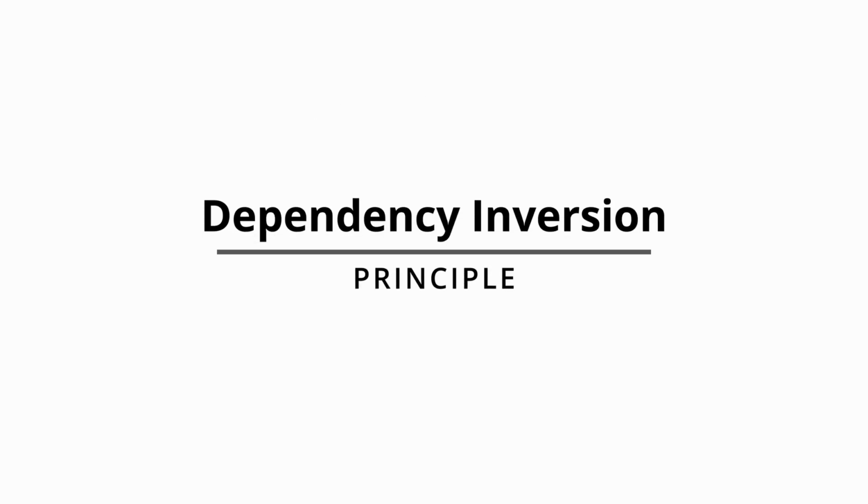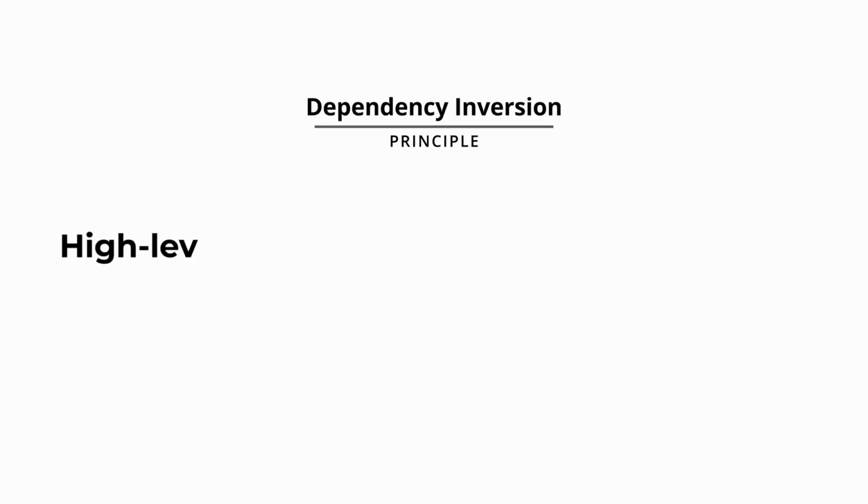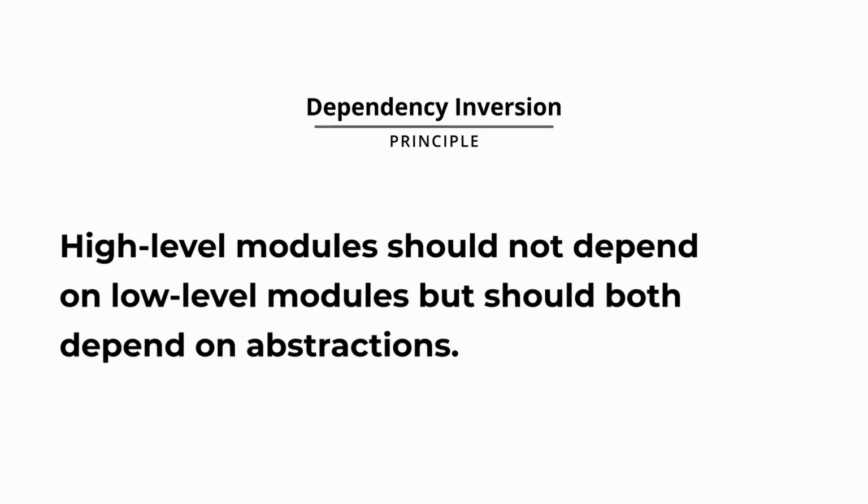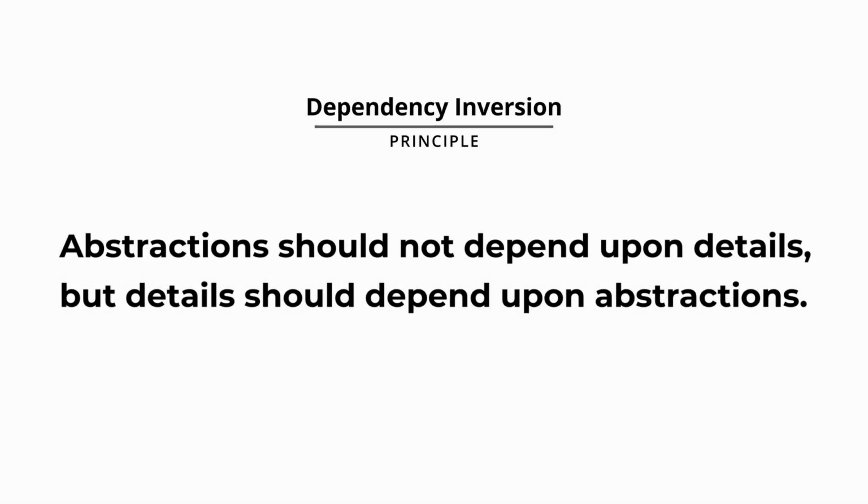The last principle is the dependency inversion principle. The dependency inversion principle states that high-level modules should not depend on low-level modules, but should both depend on abstractions. Additionally, abstractions should not depend on details, but details should depend on abstractions. This is best explained by an example, so let's look at a violating example here.